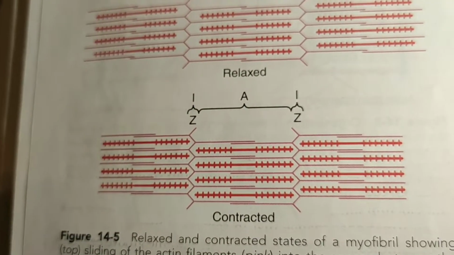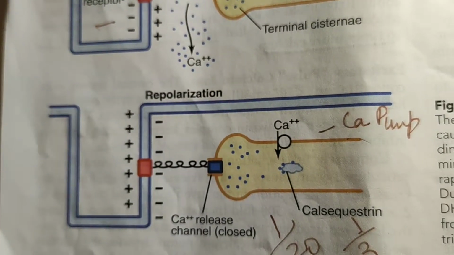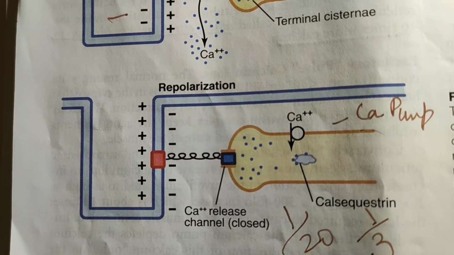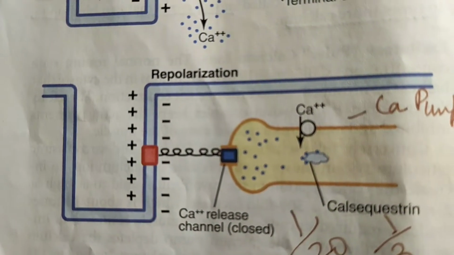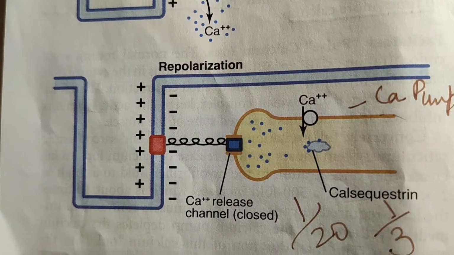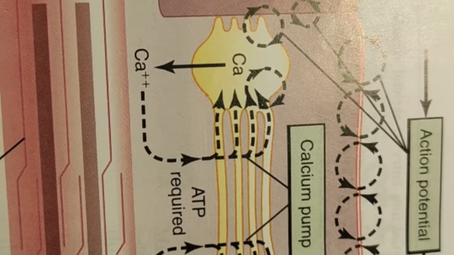Once it is contracted, the calcium pump will pump the calcium back inside the sarcoplasmic reticulum, which allows repolarization and allows the muscle resting or relaxation. So this was about muscle contraction.